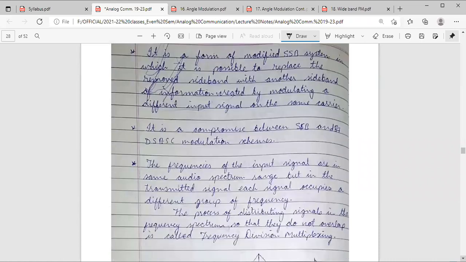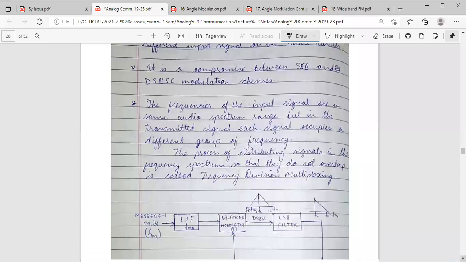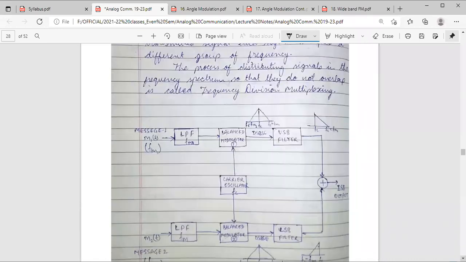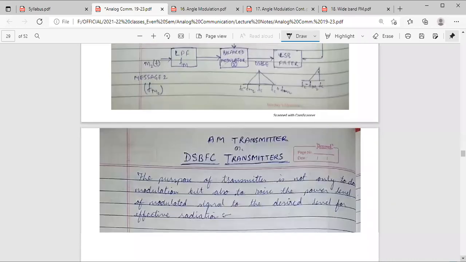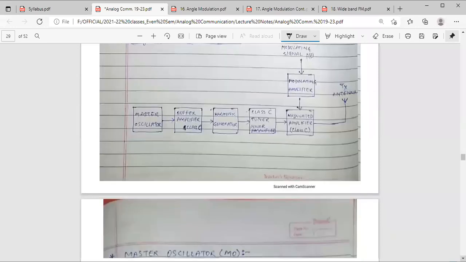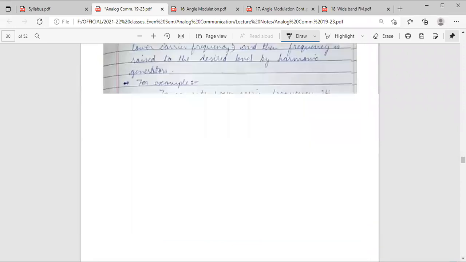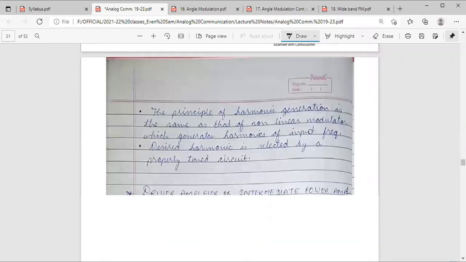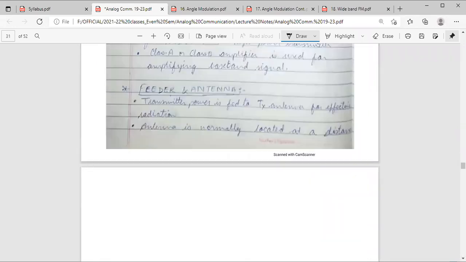Next is the independent sideband modulation. This portion was not in your syllabus, so we are just omitting this. AM transmitter: lower level and high level transmitters. We have seen all these things: the buffer, harmonic generator, driver, feeder, antenna.